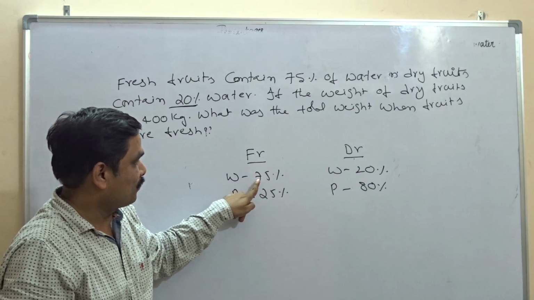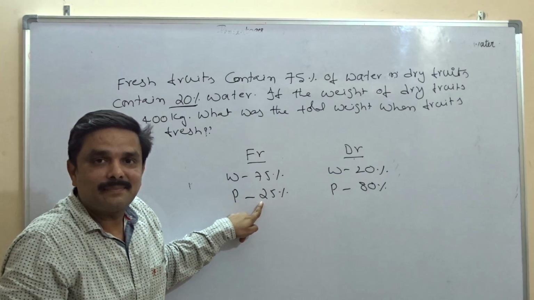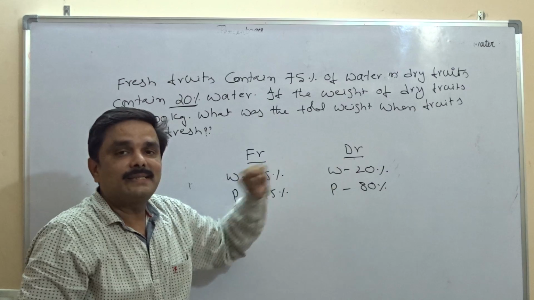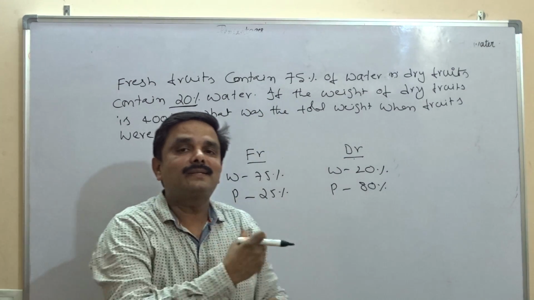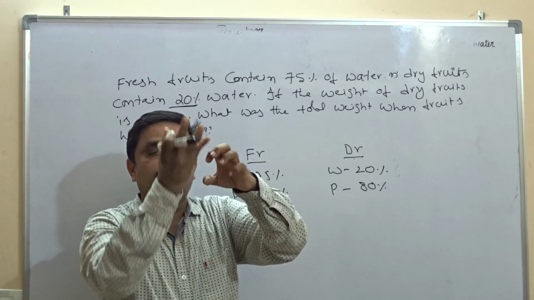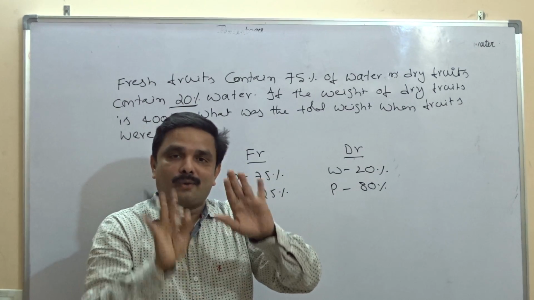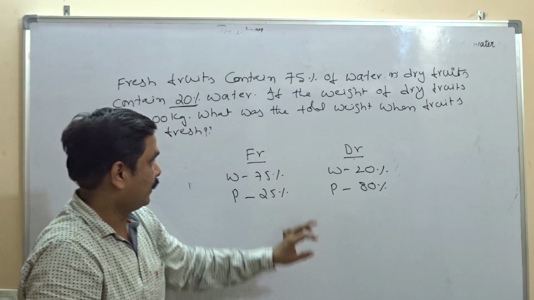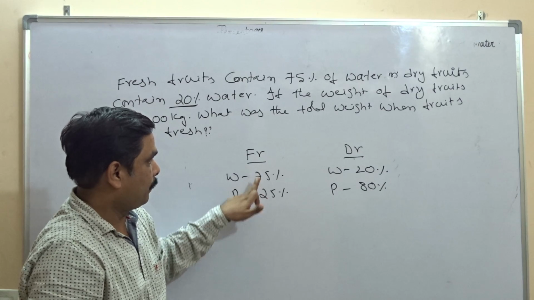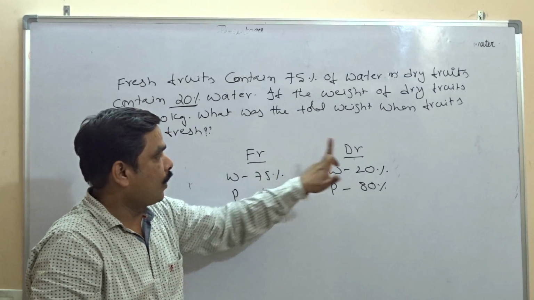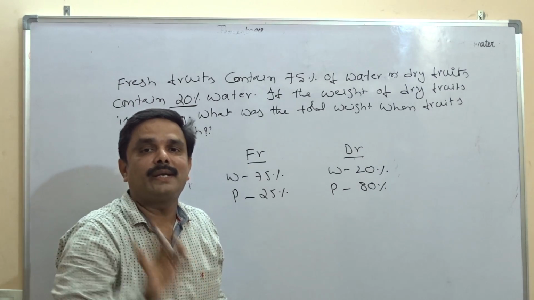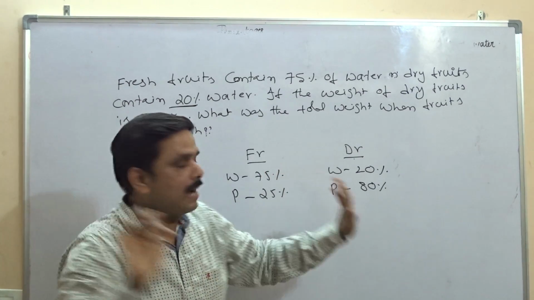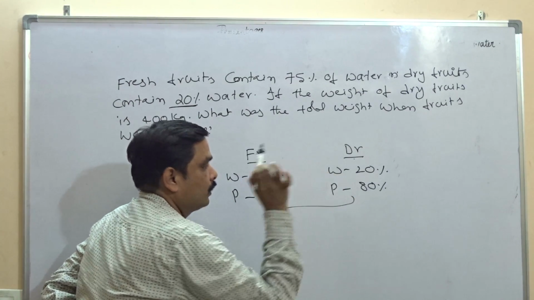Here water was more, pulp was less. Here water was less. Means when going from fresh fruit to dry status, only water got squeezed out. Right? Now finally the point is that the quantity of pulp when it was fresh and the quantity of pulp when it is dried, in both cases the quantity is the same. I am going to solve the problem with that.